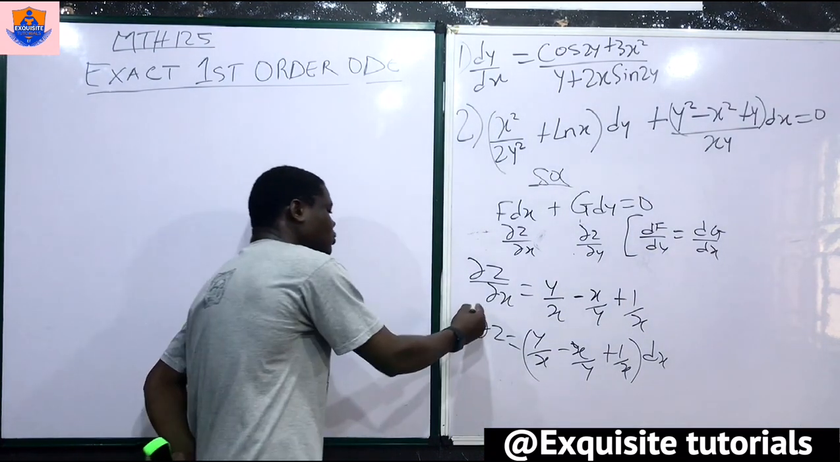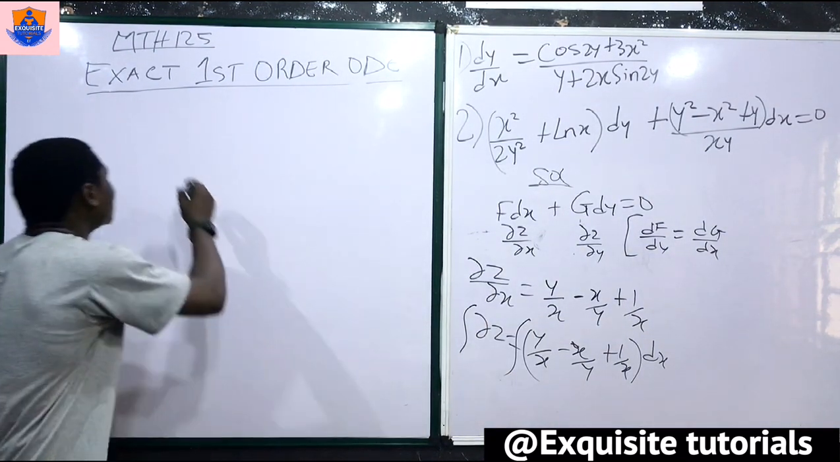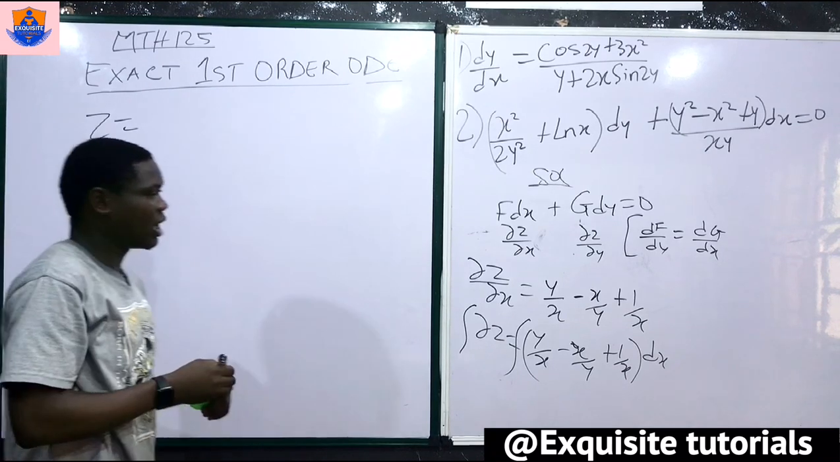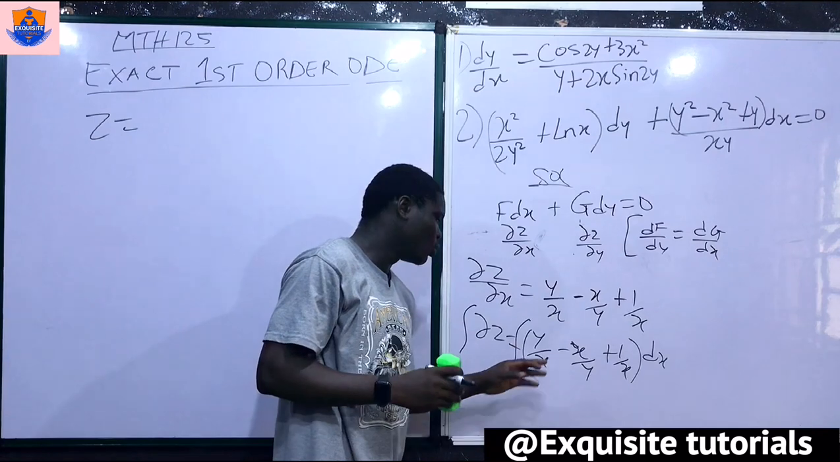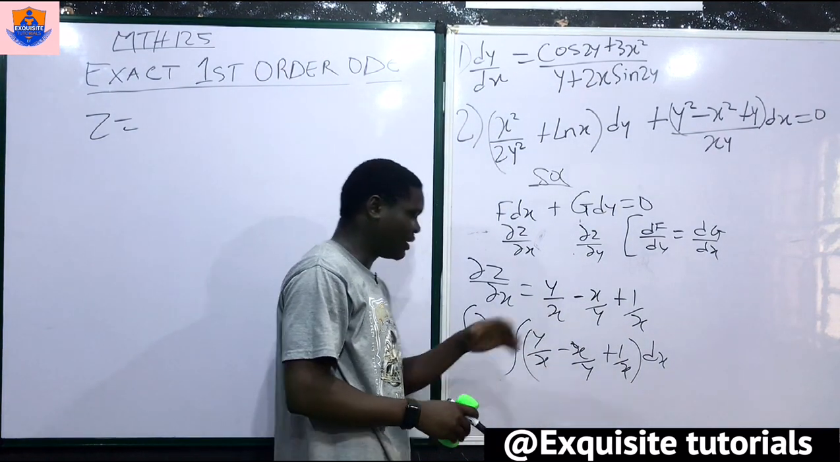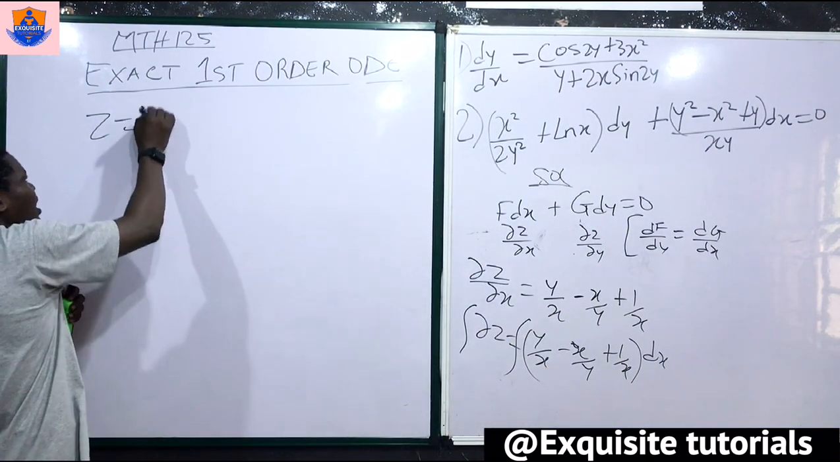Now if I integrate both sides, our z becomes, I'm integrating with respect to x, so this y is a constant. When I integrate 1 over x, I'm going to have ln x. So this is just y ln x.